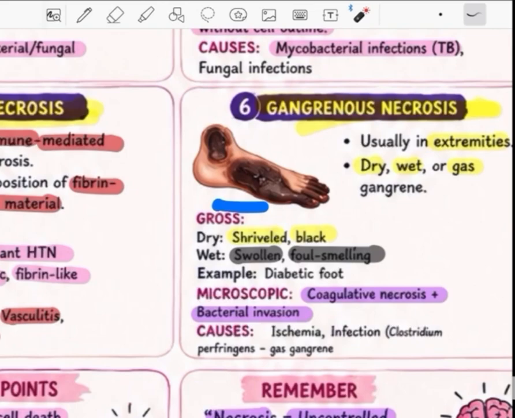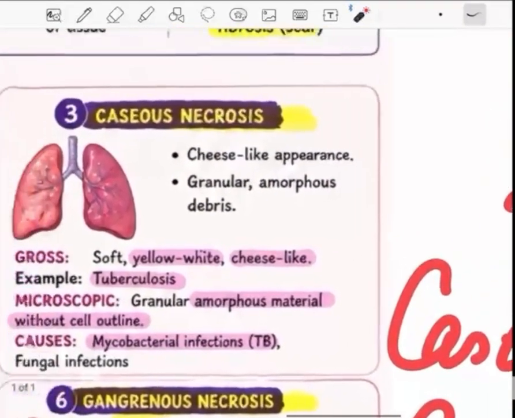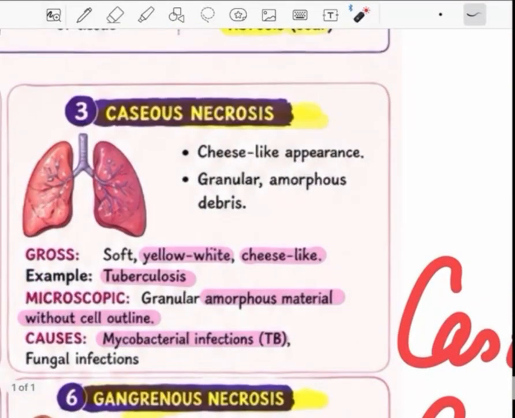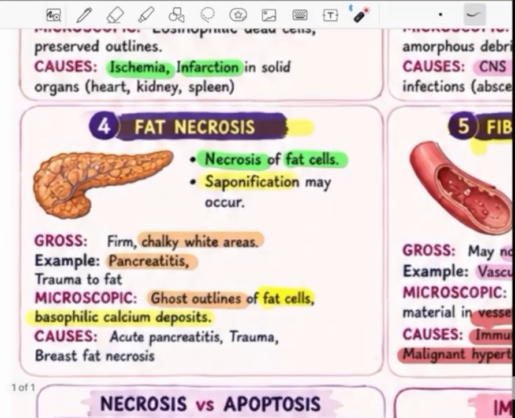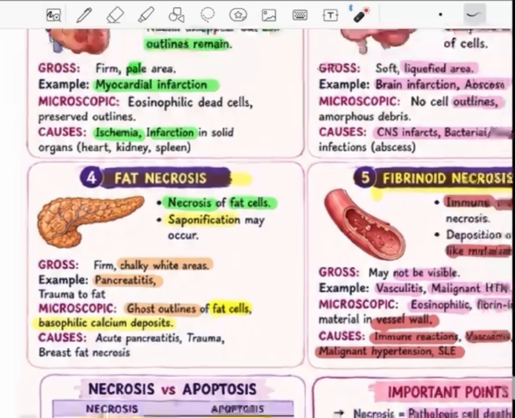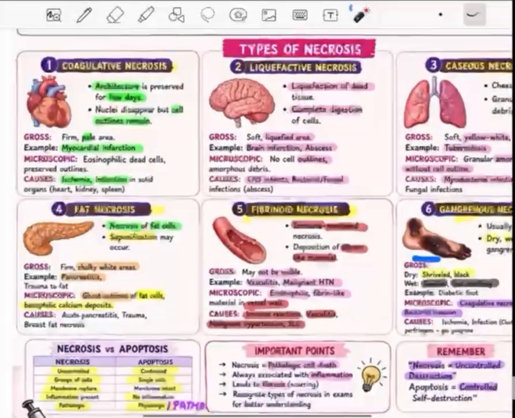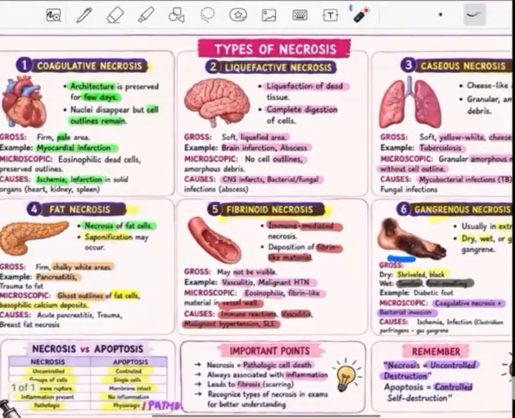Which type of necrosis is seen in TB? Caseous necrosis. Which necrosis is associated with acute pancreatitis? That is fat necrosis, with saponification. Coagulative necrosis, heart. Liquefactive necrosis, brain. Caseous necrosis, TB. Fat necrosis, pancreatitis. Vessels, fibrinoid necrosis. Limbs, gangrenous necrosis. So, this is necrosis in a single page.